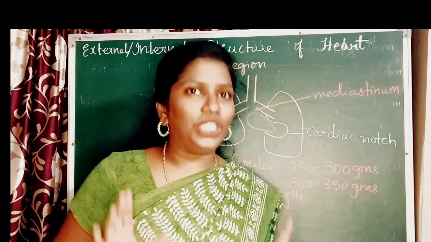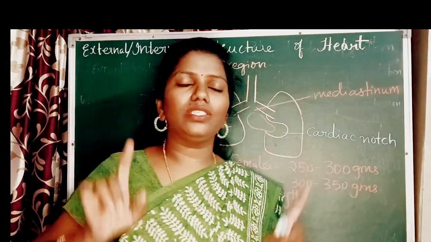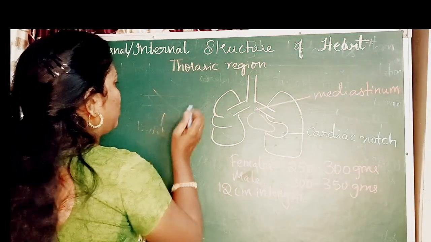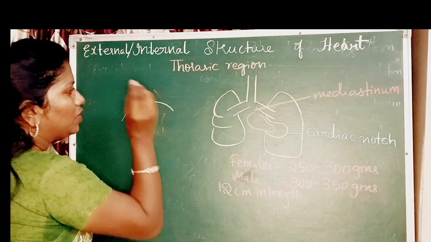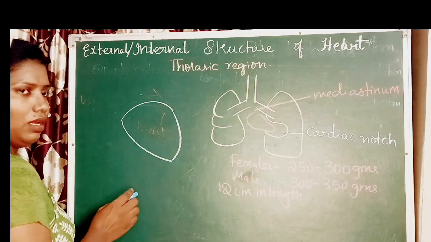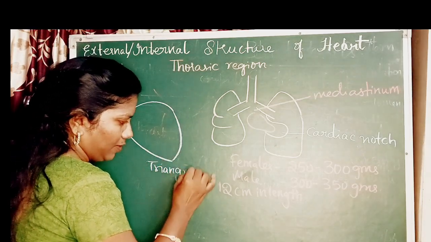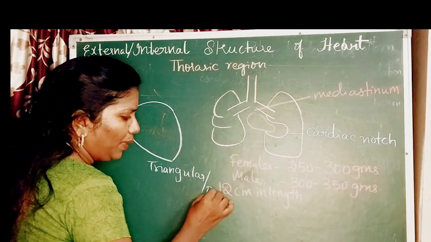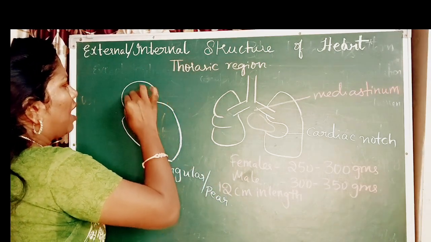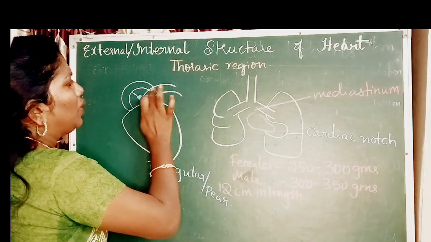So let us see its shape. Its outline is triangular or a pear shaped structure. Look here, children, the outside is triangular in structure. On this, many blood vessels run. We will talk about this later. First we will go through the external structure.